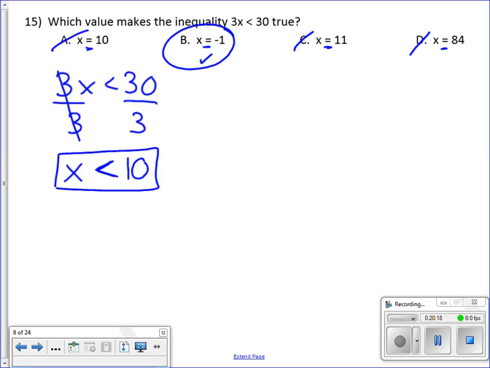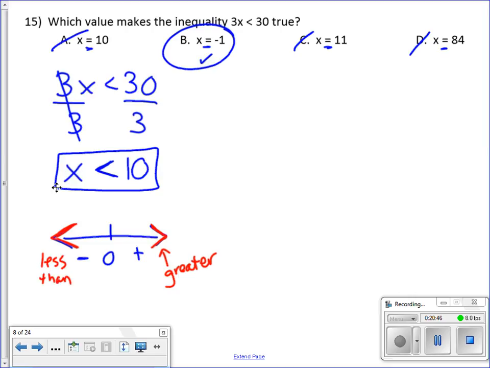Remember, if you're having trouble with your symbols, always go back and at the top of your page, if you need to, put the number line like so. Little 0 here. This side is positive. This side is negative. This symbol means greater than, because all the numbers as they go to the right are getting larger. And this one pointing to the left is your less than.